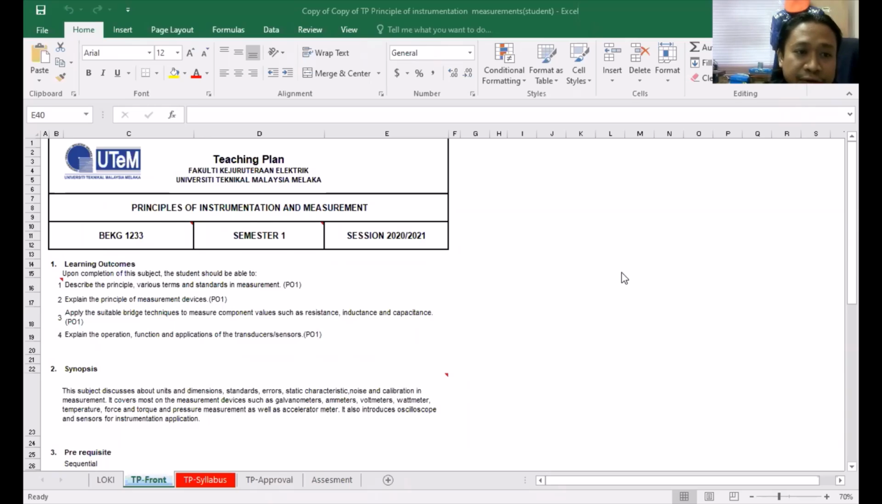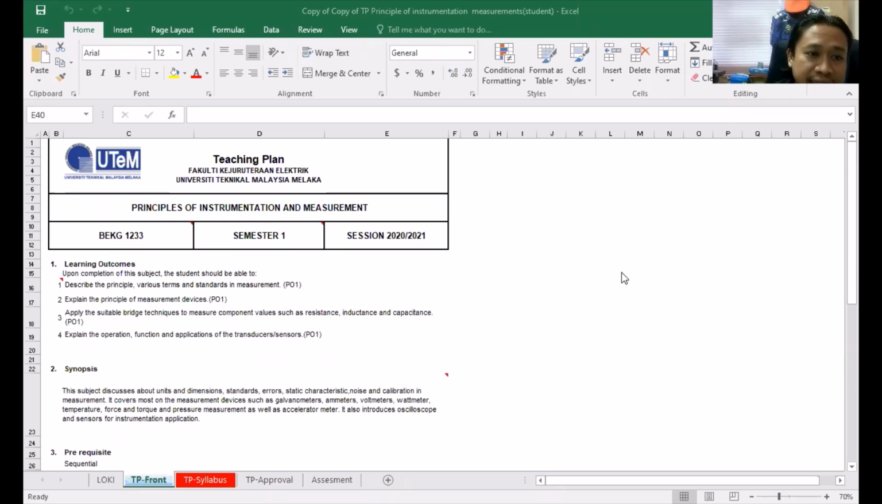All right. So the first learning outcome for this subject is that at the end of this semester, you should be able to describe the principles, that means the theory, the fundamentals, the various terms and the standards in measurement. We have the international system of standards, for example length and time. So we have the international standard. We have to know it.